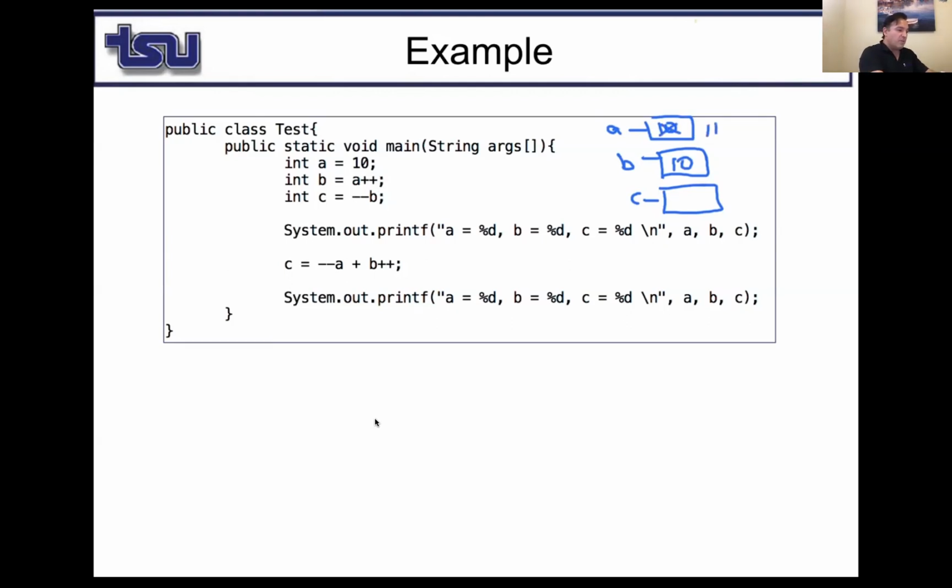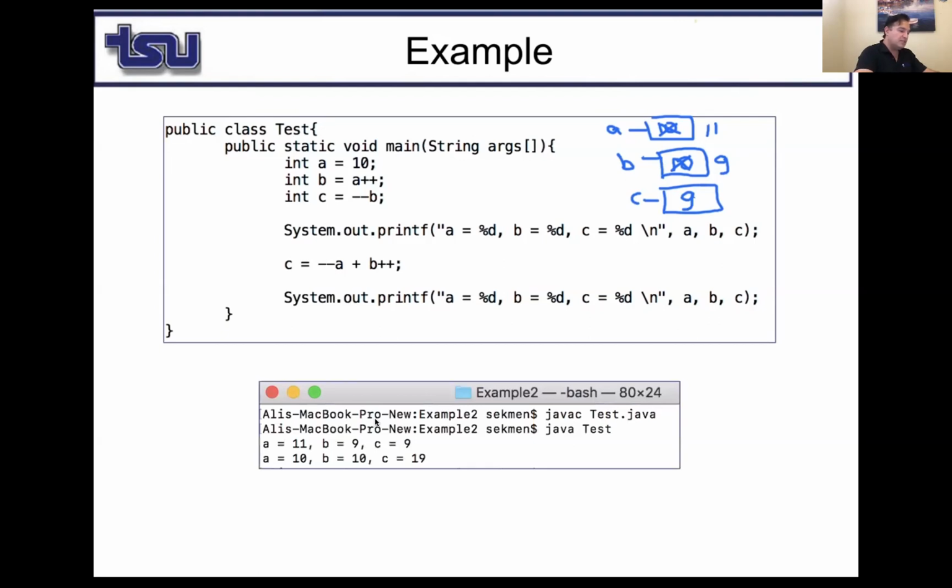Here, first decrease C by 1 and then assign it to B. Sorry, first decrease B by 1, then assign it to C. So I'm going to go and decrease B by 1. B is 9. Then I'm going to assign it to C. Okay. So what am I going to see first? 11, 9, 9.